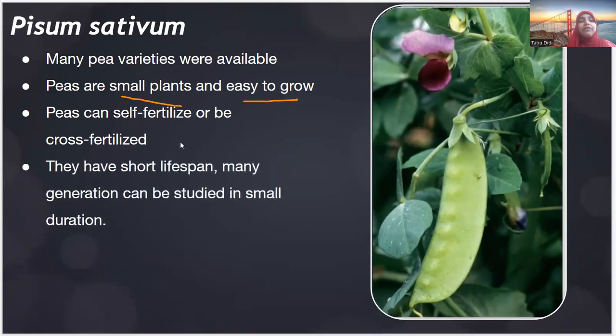They have a very short lifespan and many generations can be studied in a small time, so you don't have to wait for a longer period of time. You don't have to wait for months or years. Certain plants take one full year to complete their life cycle, but the pea plant's generation is covered in a few months, so it is shorter in lifespan. So that is why he chose this Pisum sativum.